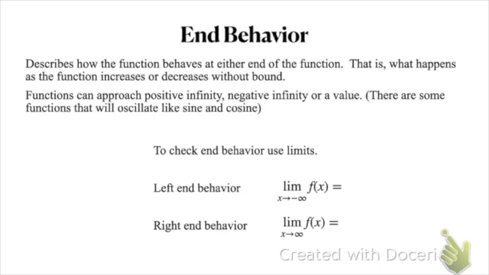So for left hand, the left side of the function, we say what's happening as x goes to negative infinity. And for right hand behavior, we look at what happens when x approaches infinity. So basically look at what happens when we put in really large numbers. Negative for left hand behavior, really large number positive for right hand behavior.